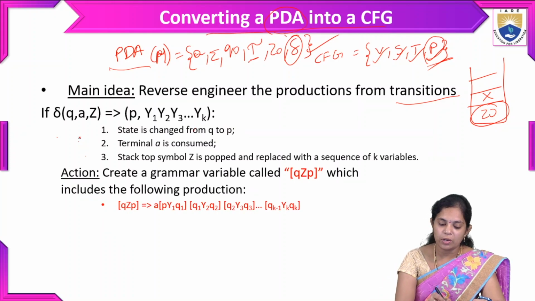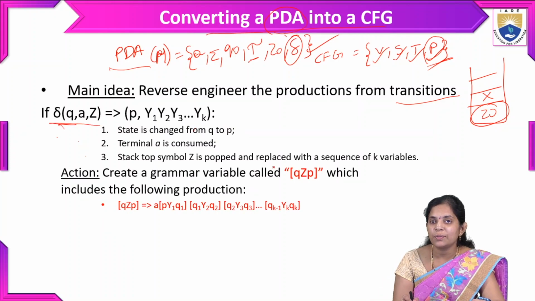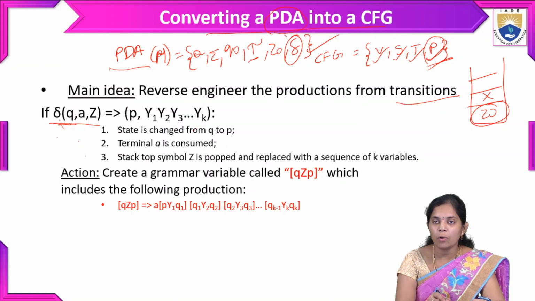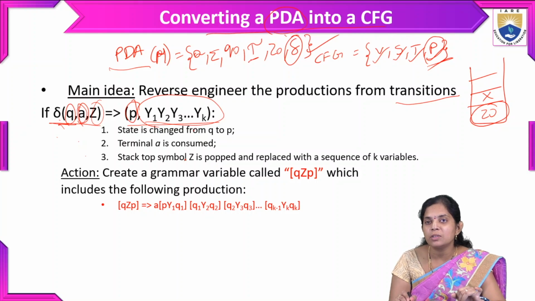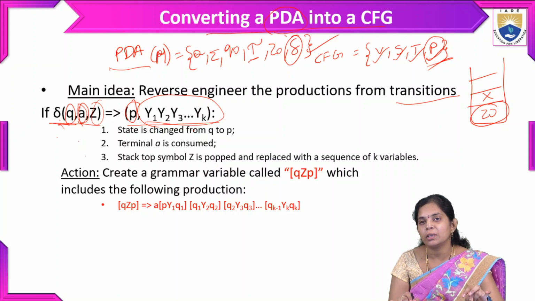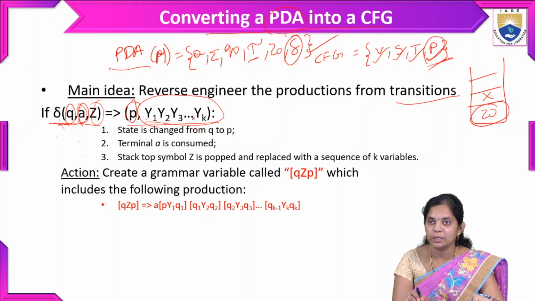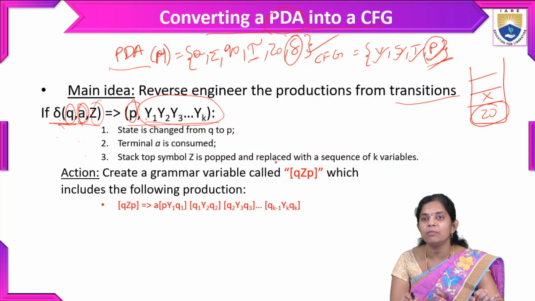So here we already discussed the transition functions. They are like this: delta of the current state, the input value, and Z, the top of the stack symbol. P is the next state, and while reading the value A we have y1, y2, y3. This is the replacement. Based on the value we are reading, we replace the top of the stack with these symbols. So this is the transition function.